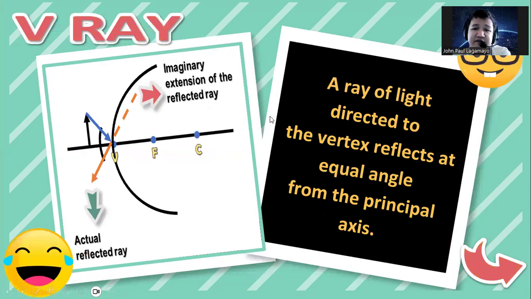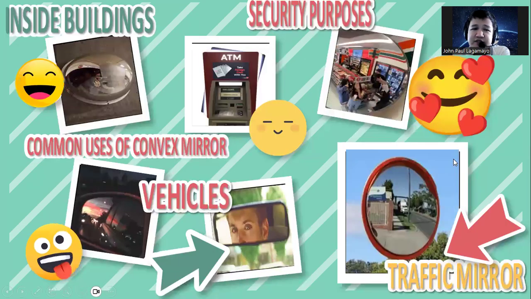And lastly, we have what you call as the V-ray. This is a ray of light directed to the vertex. So nandito rin po yung ating imaginary line. Right? So I'm hoping that that's already clear.